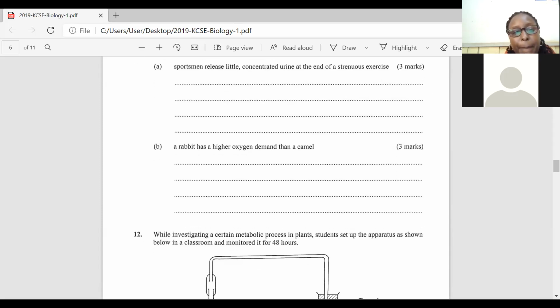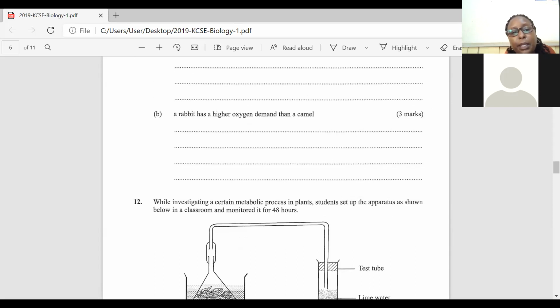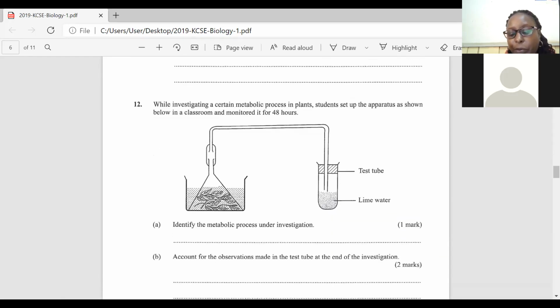Then we have part B. Part B, a rabbit has a higher oxygen demand than a camel. That is a question on bringing out size. Here we are comparing the size of a rabbit and a camel, and also talking about the aspect of surface area, how surface area to volume ratio goes with the size. So in such a case, the student would have brought out the size of the rabbit being small and having a large surface area to volume ratio in comparison to the camel. And we also had 3 scoring points.